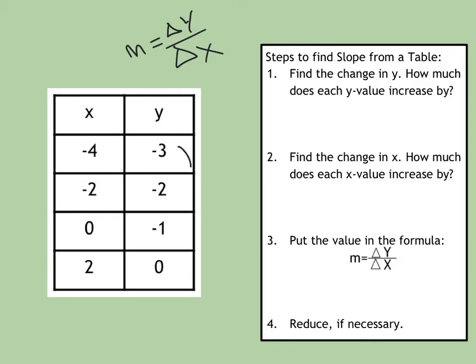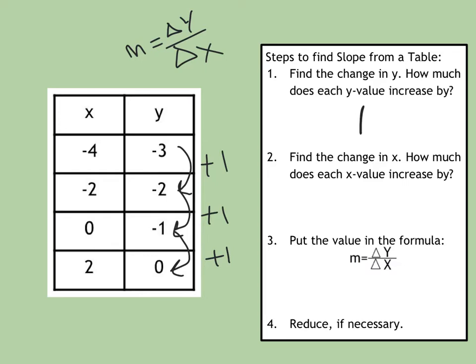So as I go from here to here, for example, from -3 to -2, that is increasing by 1. -2 to -1, that's also increasing by 1. -1 to 0 is also increasing by 1. So as we look at the change in y, it's going to be +1. So how much does this y value increase by? 1.